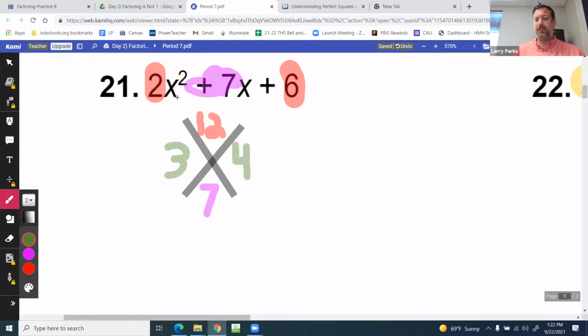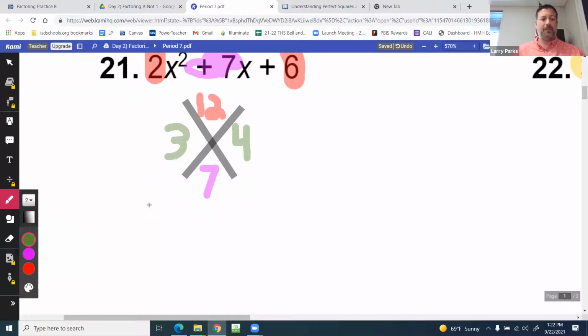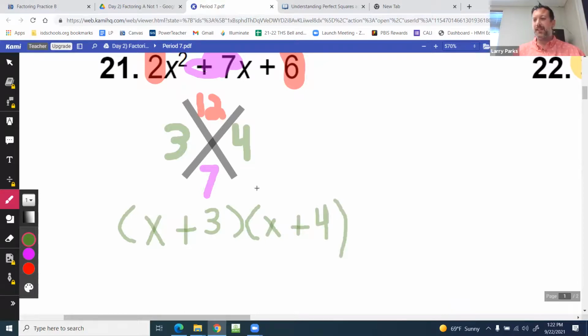Okay. I then take my variable with my 3 and my variable with my 4. So I'm going to get x plus 3, x plus 4, and notice we did not get the same factor twice, so this is not a perfect square trinomial. The only thing I need to do now is I need to take this 2 and divide both of these numbers by 2.